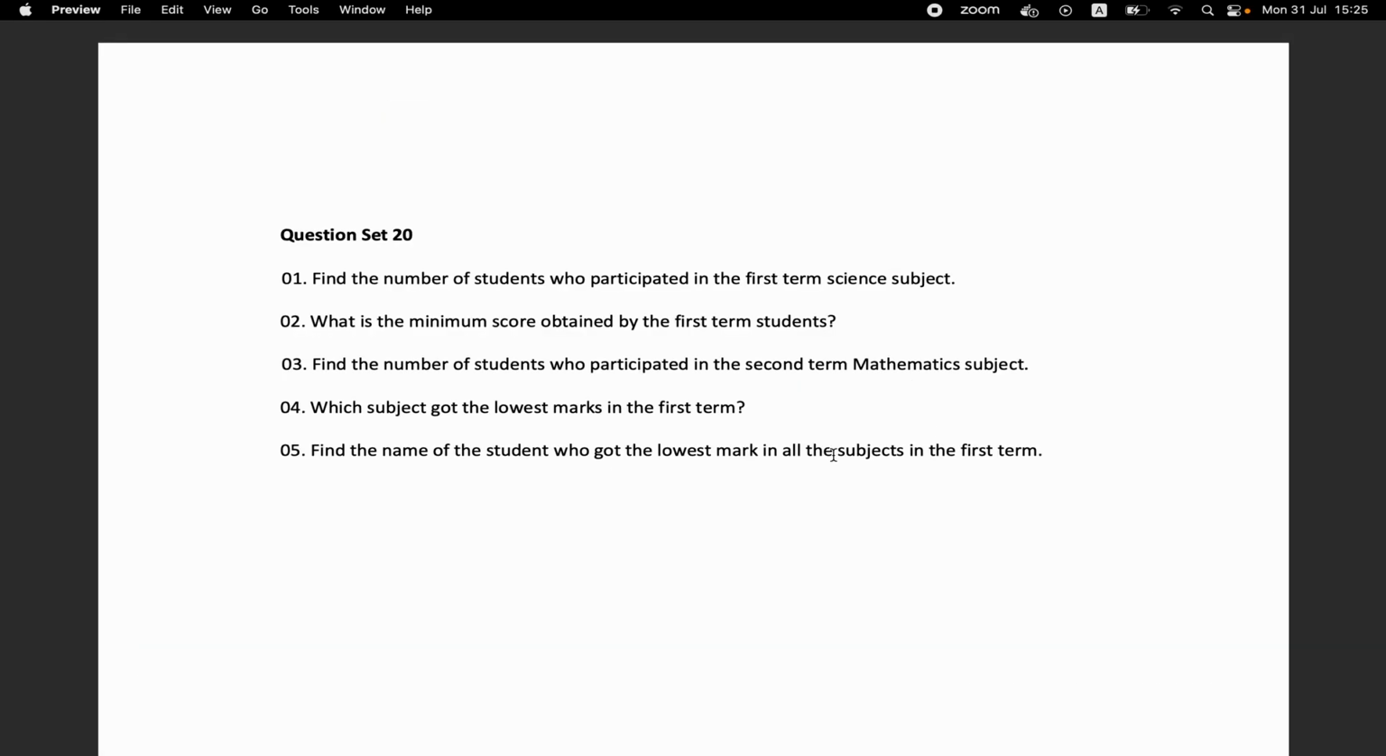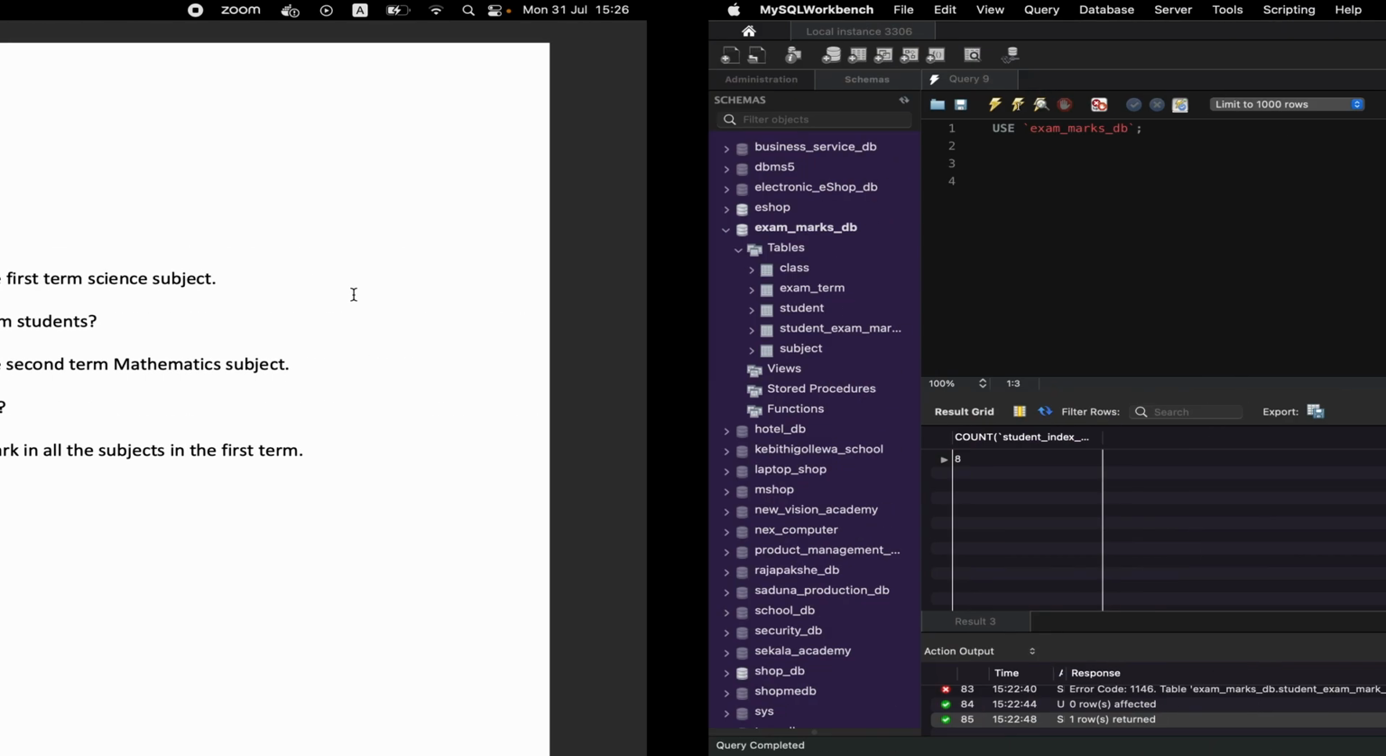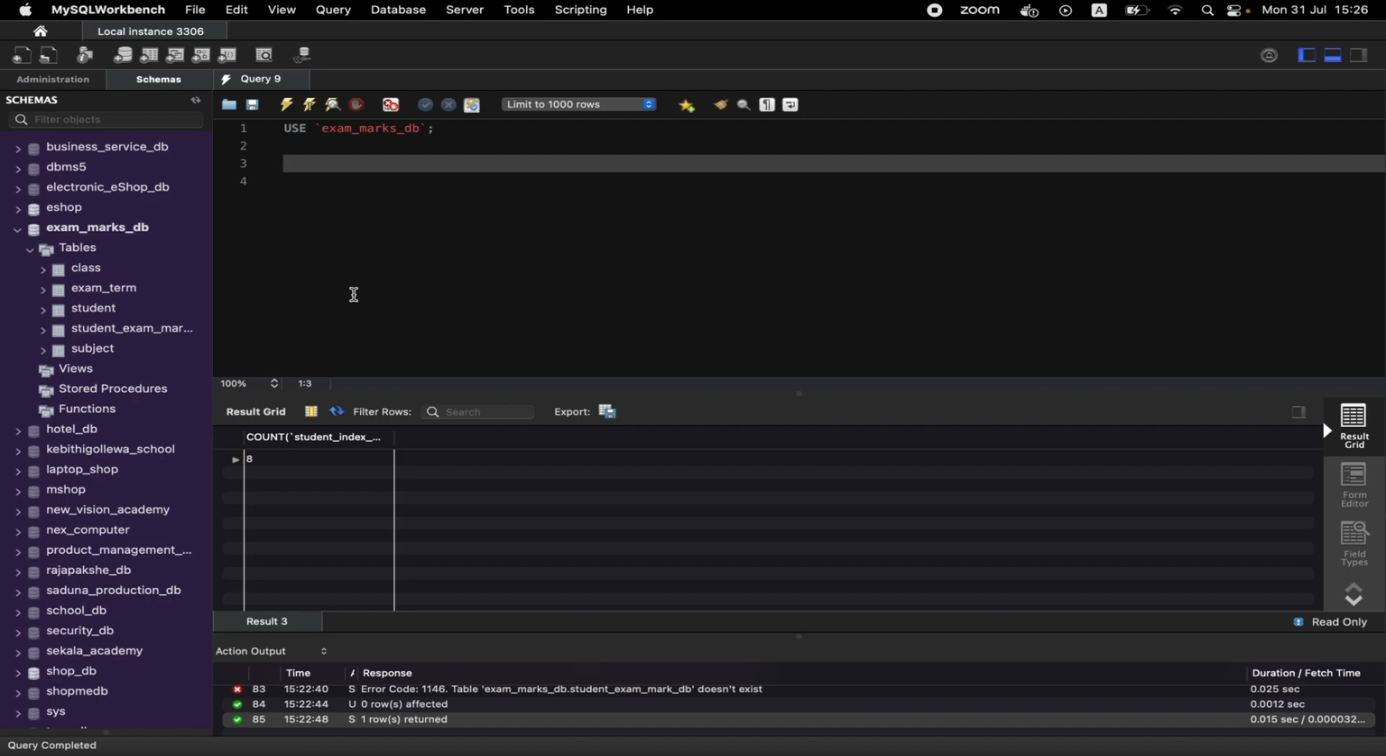Today I'm going to explain question set 20. There are 5 questions. The first question is, find the number of students who participated in the first term science subject. To get the answer for this, we have to use the inner join query. So I'm going to use the exam marks database.